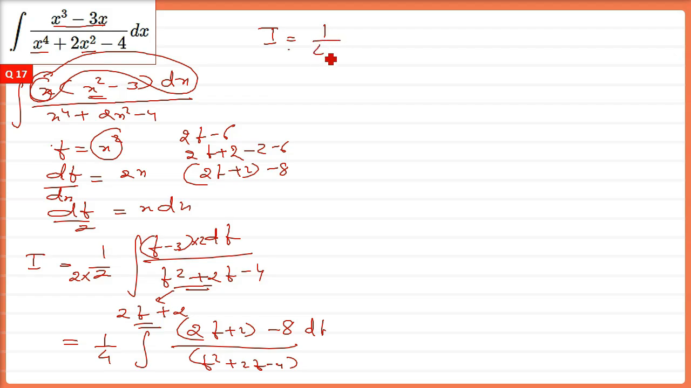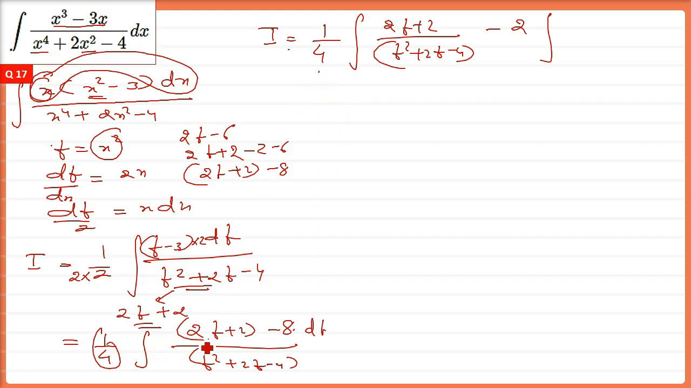So this is a different approach. 1 by 4 is already there. Now I am separating out 2t plus 2 divided by t square plus 2t minus 4 as the first term. Now this minus 1 by 4 into 8. So 4 and 8 will give you 2. 1 by 4 was multiplied to the first term, and 1 by 4 was multiplied to the second term where 8 was there. So 4 and 8 have given us 2, and that 2 has been taken out. So it will be dt divided by t square plus 2t minus 4.